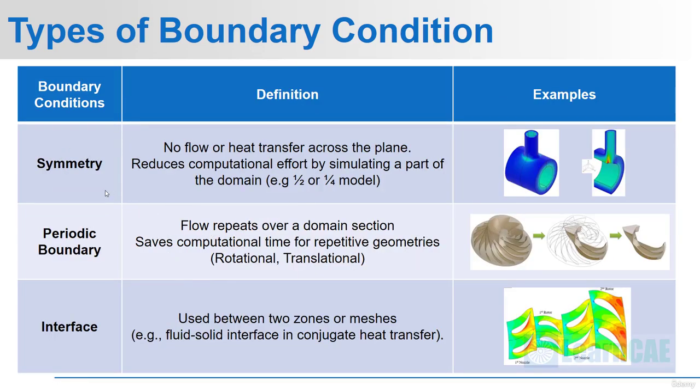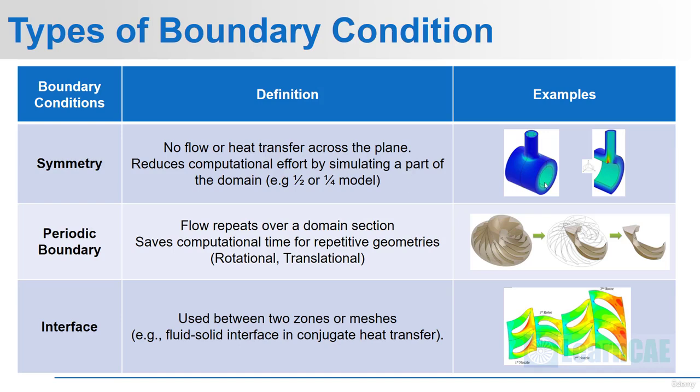Next, we shall see a few more boundary conditions. That is symmetry condition, periodic boundary condition and interface conditions. We can use symmetry conditions for geometrically similar objects. Here, there is no flow or heat transfer across the plane. This is important. It is used to reduce the computational effort by simulating a part of the domain, for example half of the domain or 1/4 of the domain.